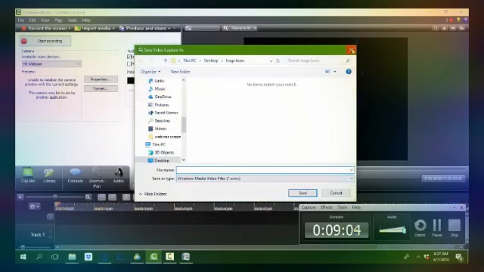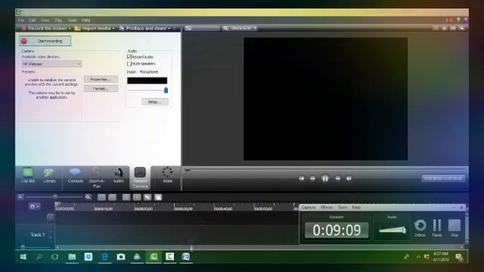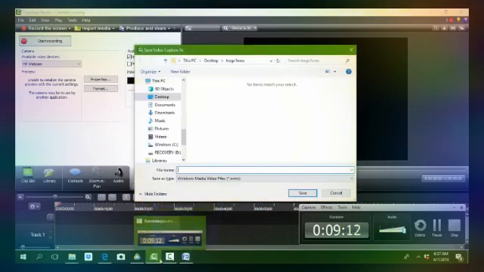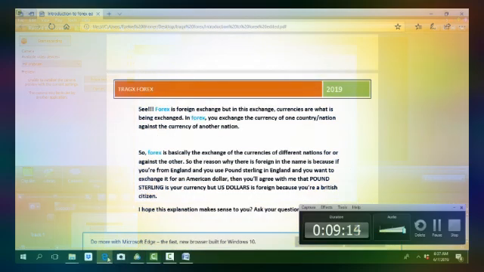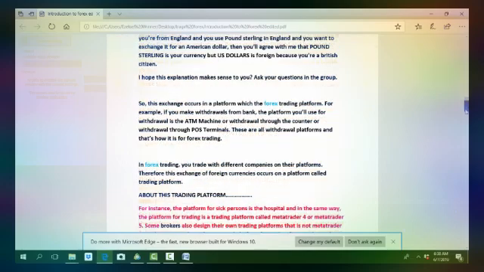All right, we're still recording. Reading from the screen again, from the second paragraph. So forex is basically the exchange of the currency of different nations for or against the other. So the reason why there is a foreign in the name, I explained this already. So now let's scroll down to other important things. But this is just me trying to explain these things.